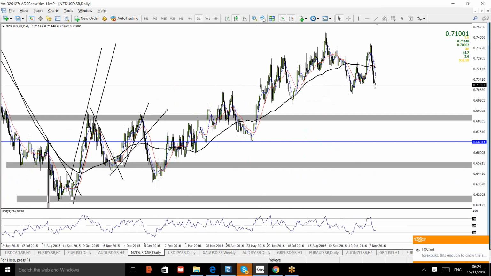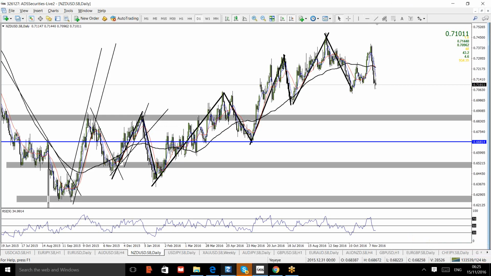Let me show you the legs. This is a leg. That is a leg. That is a new leg. That is a new leg. That is a leg. That is a leg. That is a leg. That is a leg.